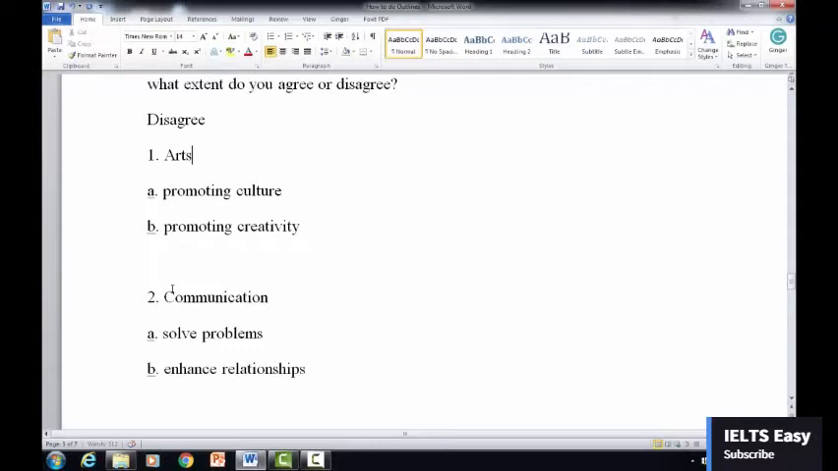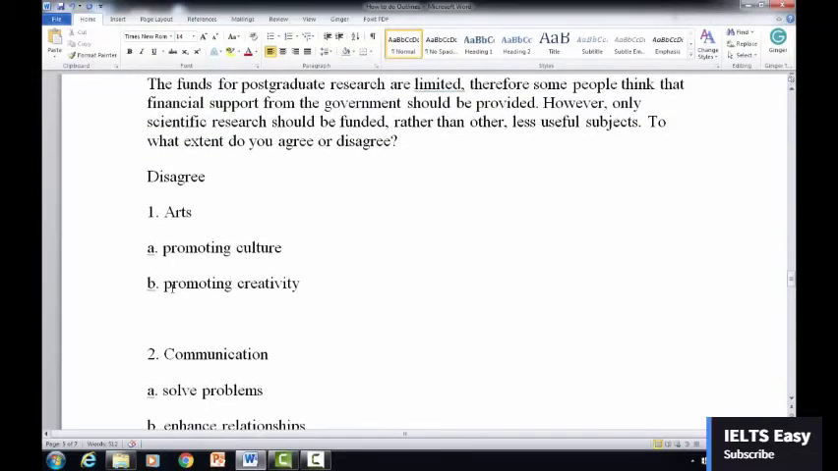Right? These are the reasons why I think that we should not only get financial support for scientific research only, and we should also give it to the other subjects. I'm going to talk about my first body paragraph that arts are just as important. I'm going to talk about how communication is just as important.